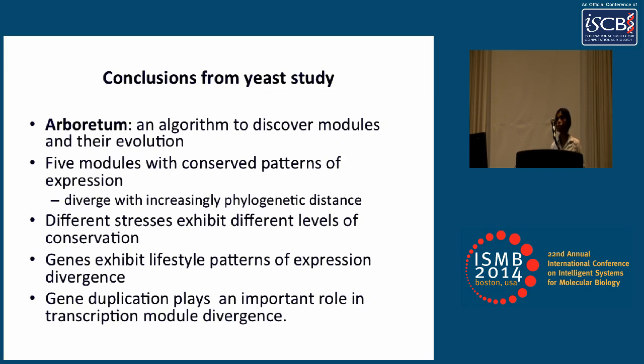So just to conclude from the yeast study, what we did was we developed an approach to study modules across multiple species. And what we found was that there was generally a lot of conservation. However, the extent of conservation decreased as a function of phylogenetic distance. And we found genes that would change in a phylogenetically coherent manner, or in a manner that was associated with the lifestyle of these organisms. And we found that gene duplication was an important factor that would play an important role in the divergence of these modules.